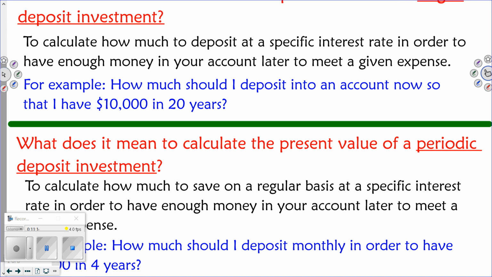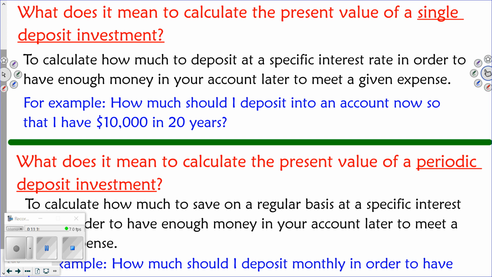All right, so guys, on your green papers, when it shows the single deposit investment, if I were you, I would maybe write down this example. Example, and then write it down. How much should I deposit into an account now so that I have $10,000 in 20 years? That is a present value of a single deposit investment. So hopefully in your mind you can keep straight single deposit and periodic deposit, right? Single deposit, I'm putting one lump sum of money in now, and I just want the interest to accrue to give me how much I need.